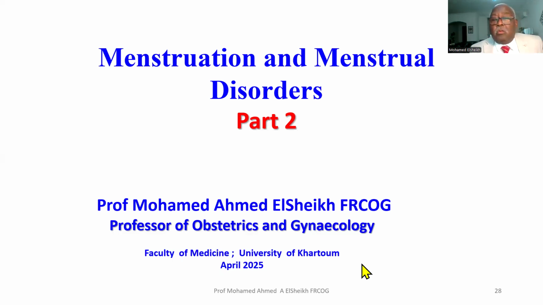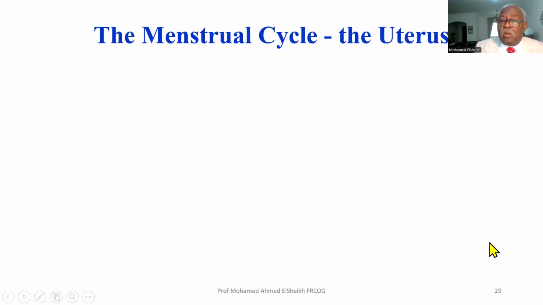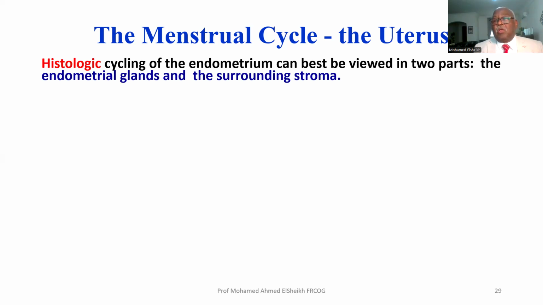We continue with the second part of our talk, menstruation and menstrual disorders. And we will see here what happens to the uterus. We discussed the level at the hypothalamic-pituitary-ovarian level. We discussed the changes that happen in the ovary, and now we'll go into the uterus and see what happens in the uterus.